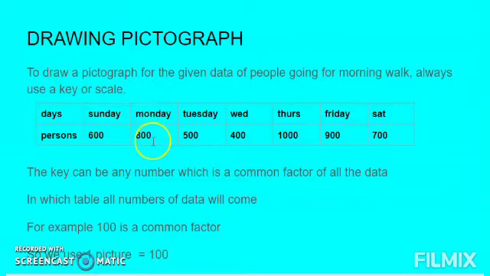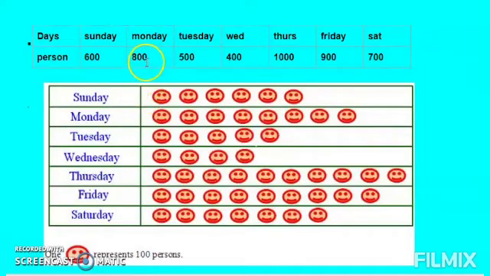For Monday, 800. That means 8 into 100. So 8 pictures we'll draw for Monday. Tuesday, 5 into 100. So 5 pictures we'll draw to make it 500 for Tuesday. Wednesday, 4 into 100. So 4 pictures. Thursday, 10 into 100, so 10 pictures, and Friday 9 into 100, so 9 pictures, and Saturday 7 into 100, that is 7 pictures.